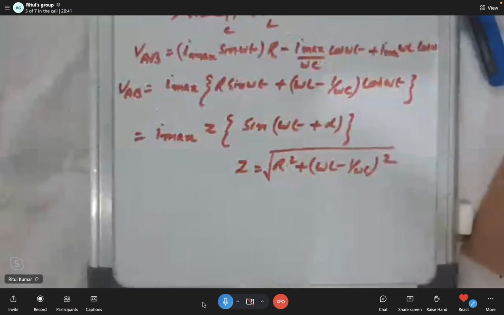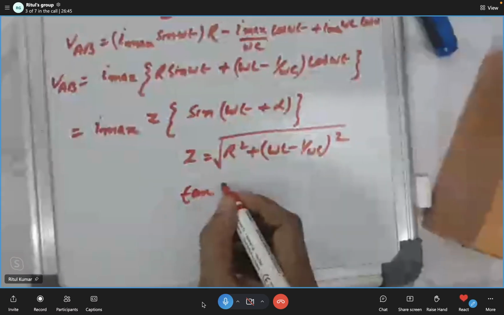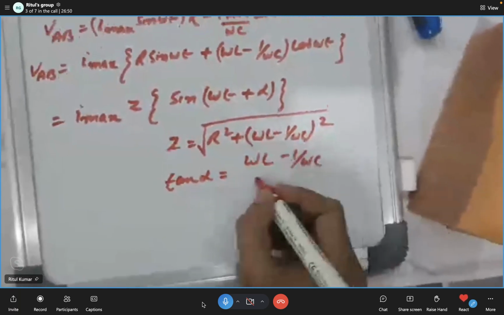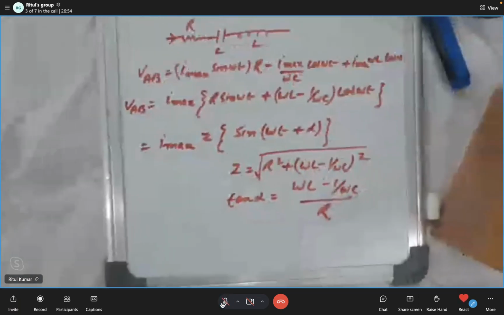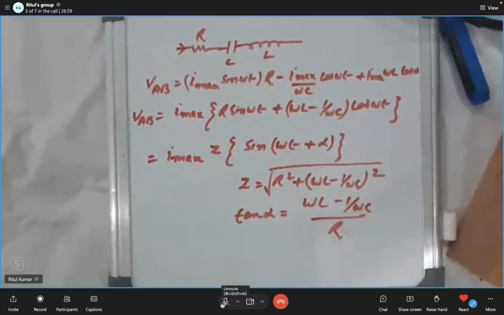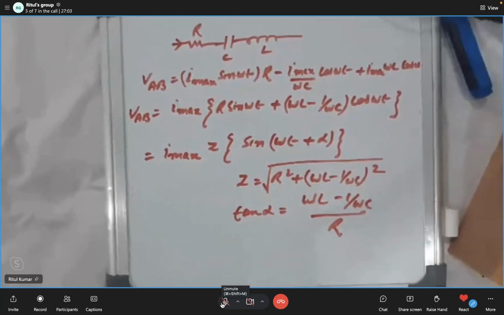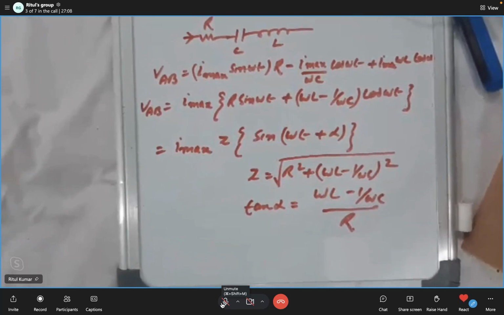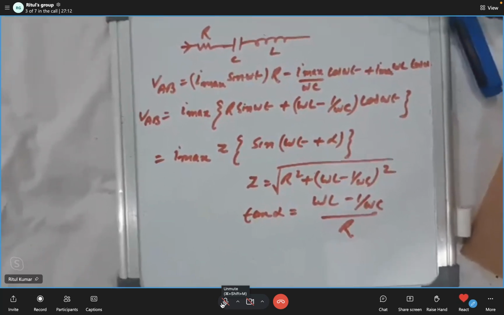What about tan alpha here? Tan alpha is also obvious: (omega L minus 1 by omega C) divided by R. Now there's one caveat we need to be careful about: we cannot, just by the equation formation, get to know which is to lead and which to lag. It is subject to the XL, XC values.